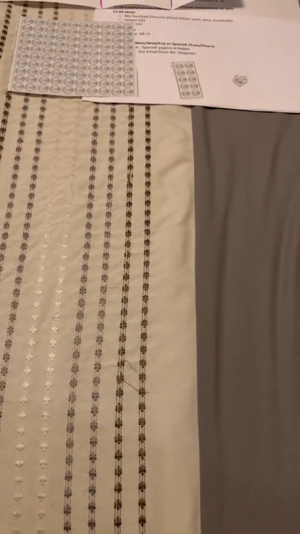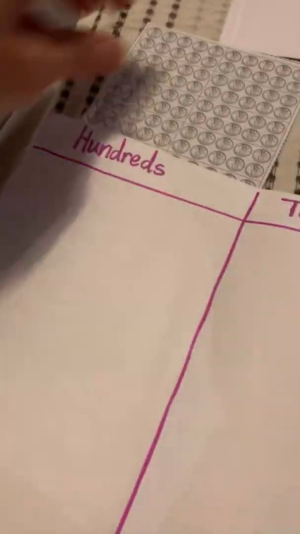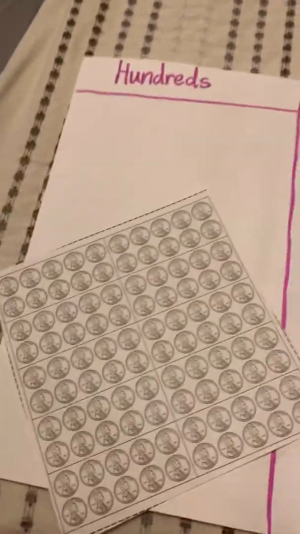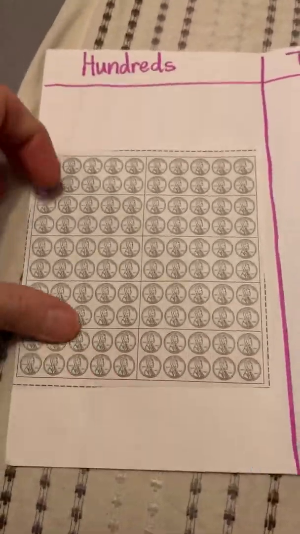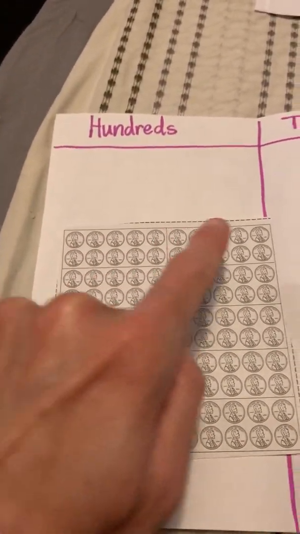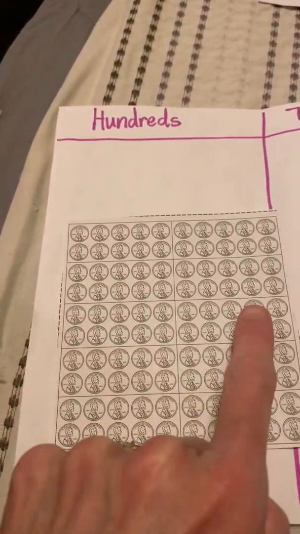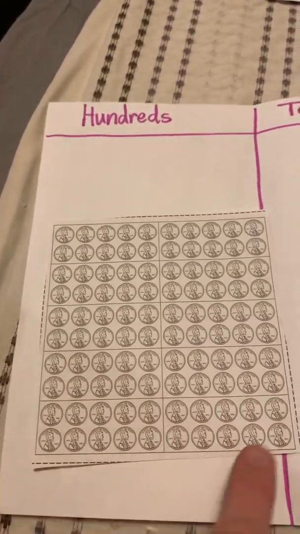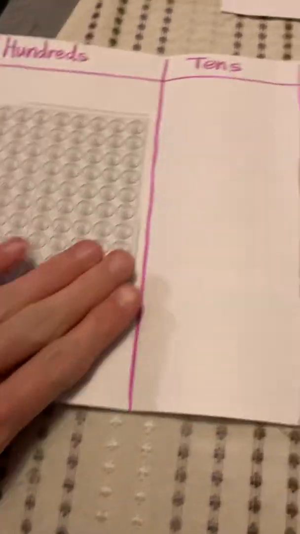But actually, I've sent you with a blank piece of paper, and I've sent you with some paper pennies. And there's a square here of 100 pennies. It's got 10 groups of 10: 10, 20, 30, 40, 50, 60, 70, 80, 90, 100. So that's 100.